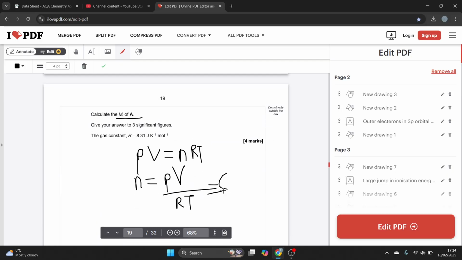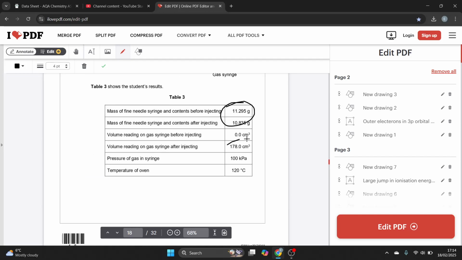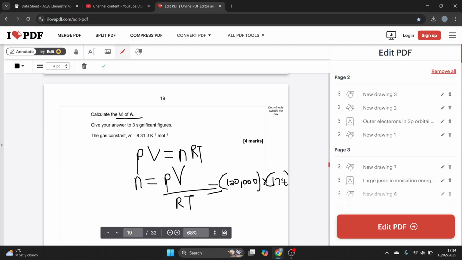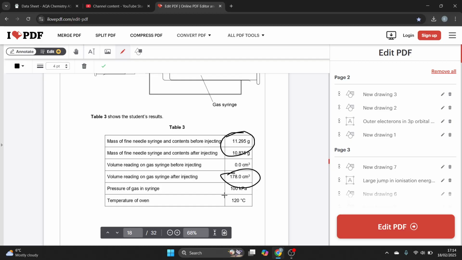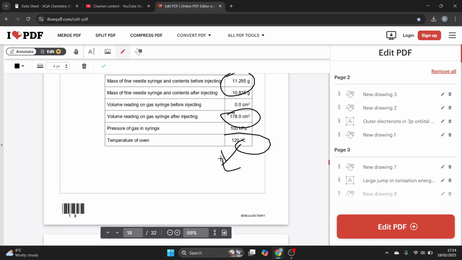So pressure in pascals, 100 kilopascals or 100,000 pascals, times by the volume in meters cubed. It's given in centimeters cubed, so I need to divide by a million. 178 times 10 to the power minus 6, divided by R, which is 8.31, times the temperature in Kelvin. 120 degrees Celsius, I don't care about that, I want it in Kelvin. So 120 plus 273, 393.